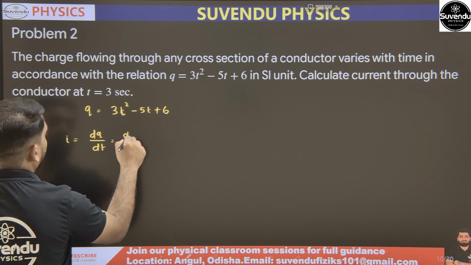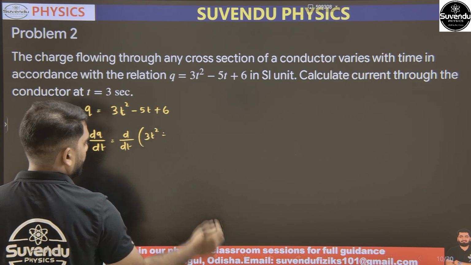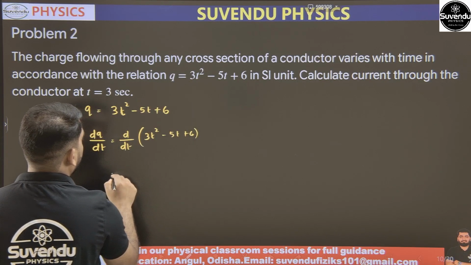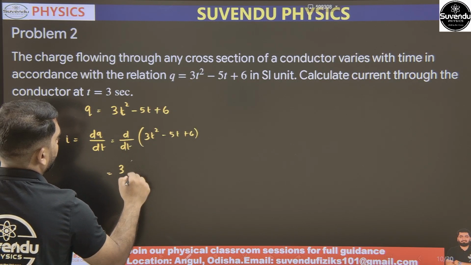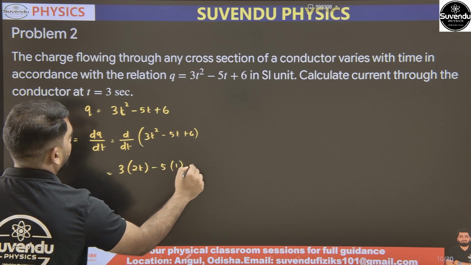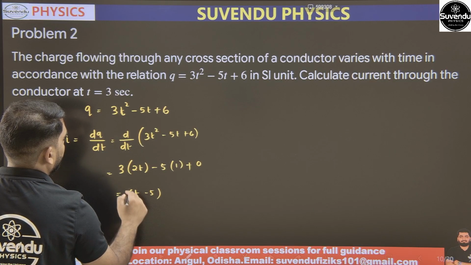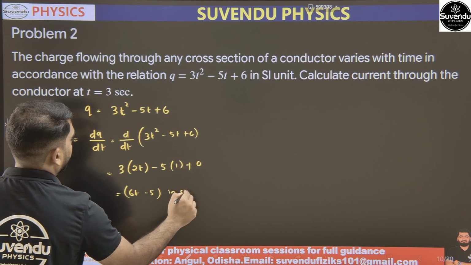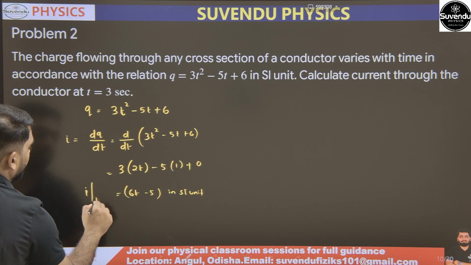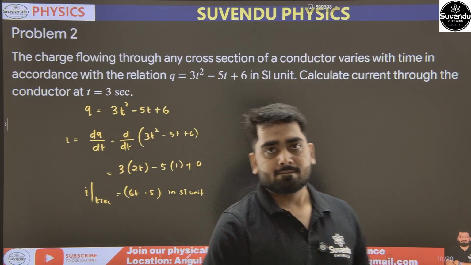Then we have to take the differentiation. How much is the differentiation? Look, 3t square minus 5t plus 6. 3 is constant, the derivative of t square is 2t, 5 is constant, dt by dt is 1, and the derivative of any constant is 0. So 6t minus 5 in SI unit. This is the value of current at time t seconds, because current is a function of time. Here electric current is a function of time.